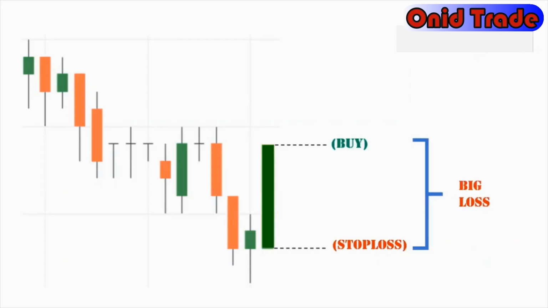That's why we do not place trades on larger, meaning lengthy, Marubozu candles. We do not trade the lengthy Marubozu candles. Why? Because the difference between buy and stop loss will be large, which leads to big losses. So that's why we avoid trading lengthier Marubozu candles.